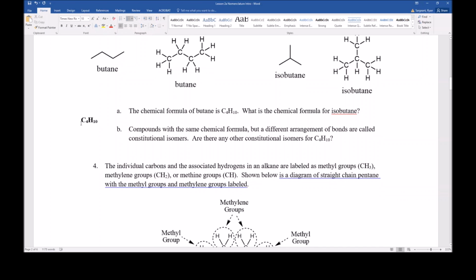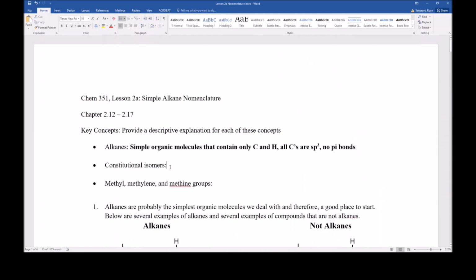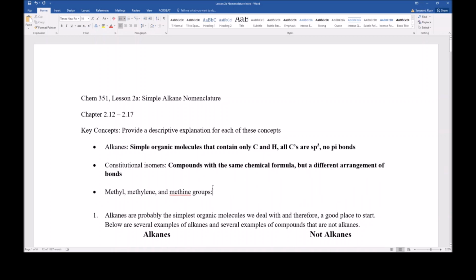Compounds with the same chemical formula but different arrangements of bonds are called constitutional isomers. In fact, that was one of the definitions that you needed at the beginning. So we'll just copy and paste that here. Constitutional isomers: compounds with the same formula but different arrangement of bonds.